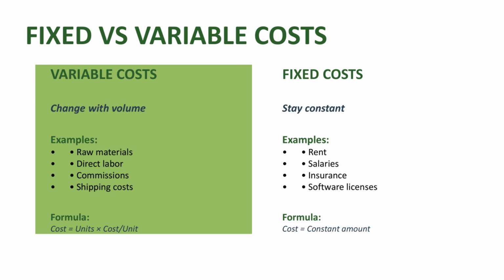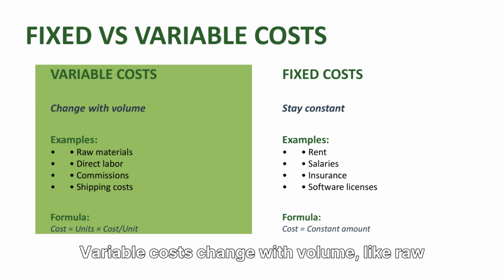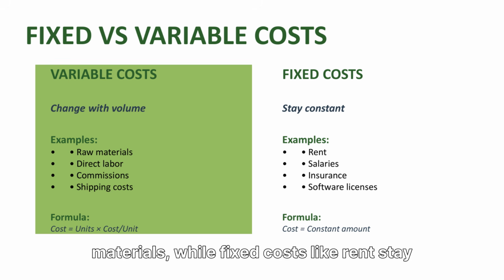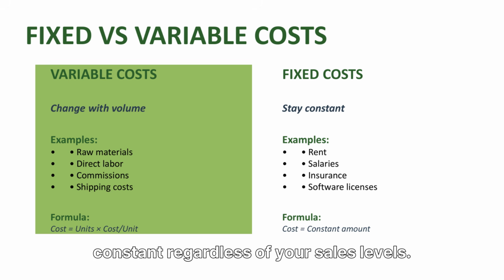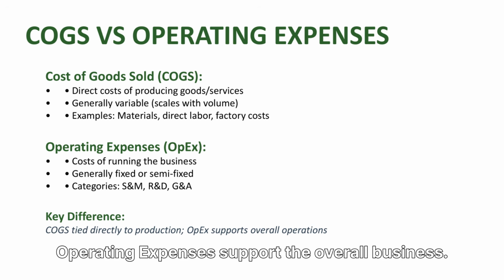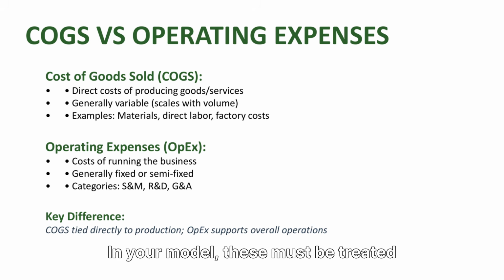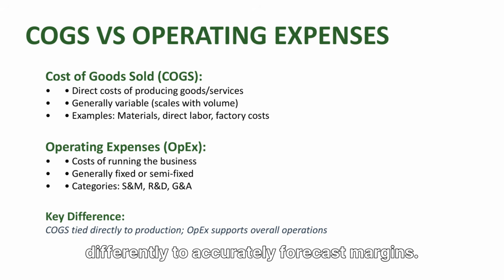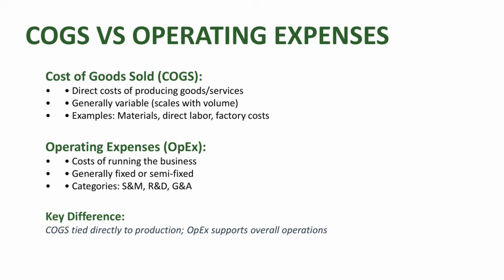Understand your costs. Variable costs change with volume, like raw materials, while fixed costs like rent stay constant regardless of your sales levels. COGS are tied directly to production, while operating expenses support the overall business. In your model, these must be treated differently to accurately forecast margins.